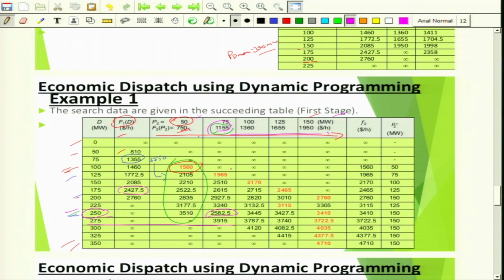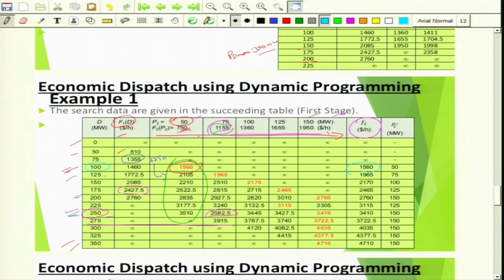Now having got these values, you have to check what is the best possible combination of generation for each demand. Let us say you are starting from 100 megawatt. This is 100 megawatt. Now you have only one option available, which is generator 2 operating at 50 megawatt, and the best cost is that itself, 1560, and the generation associated with that is 50 megawatt.